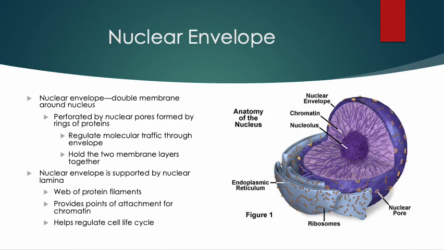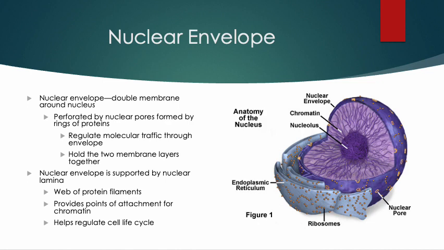So the nucleus has a double membrane around it. So it has perforations in it by rings of proteins. And we'll talk about why there are perforations, why we need to be able to get to that DNA. It helps regulate traffic through the envelope, and it holds the two membranes together. But things do need to enter and exit, but it's very controlled what enters and exits this nucleus.